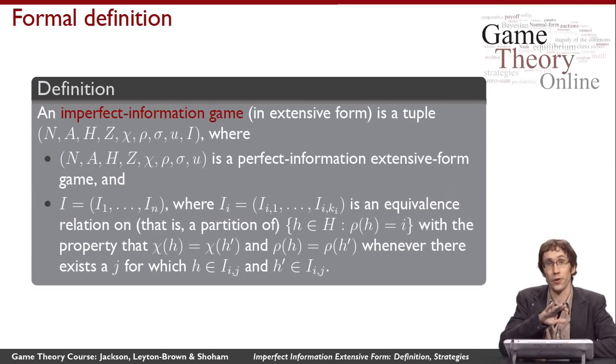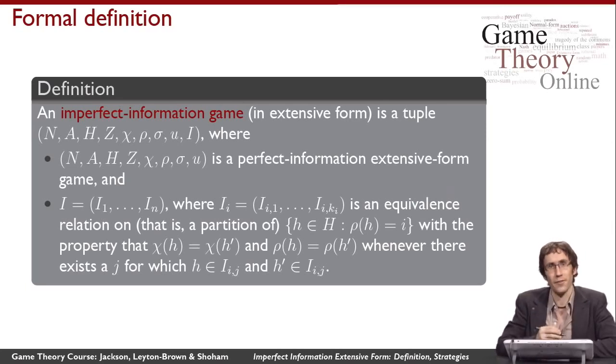And these are going to be different choice nodes that that player isn't able to tell apart. So if every one of these equivalence classes contains only one choice node, we're back with the perfect information case. And if any of these equivalence classes contains more than one thing, then we have something new. We have a game where the player doesn't quite know what's going on all the time.